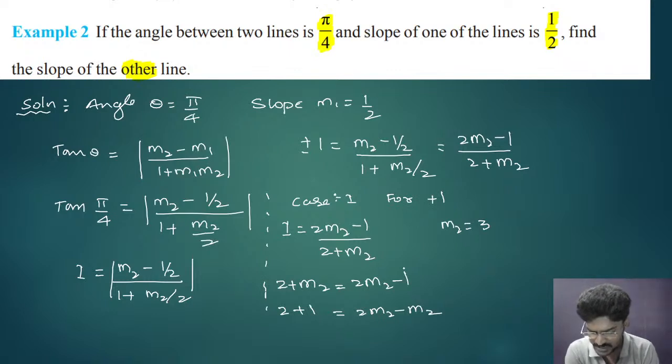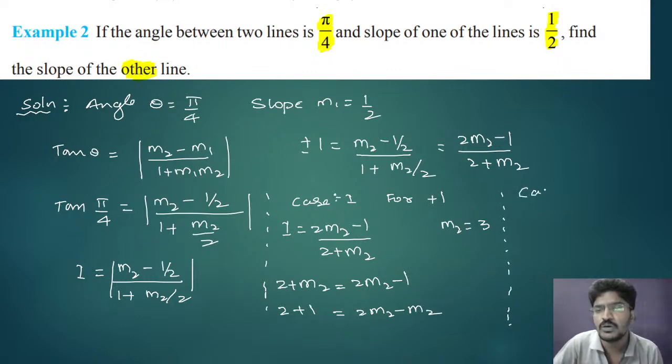Very good. Sudha has got the right answer, that is m2 equals 3. Vaishnavi also got the right answer, m2 equals 3. Basama also got the right answer, m2 equals 3. Very good. Shivaji has said 3 and minus 1 by 3. Okay, let us solve the second case.